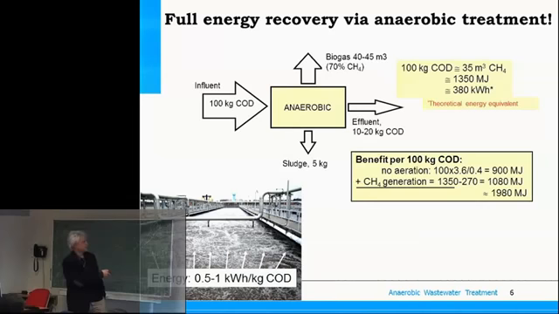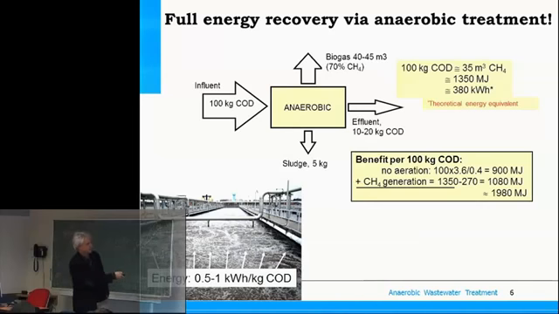Now, no aeration means for the 100 kilogram COD, we don't need this 100 kilowatt hours of aeration times 3.6, and this 3.6 is megajoule per kilowatt hour, divided by 0.4, which is the energy efficiency of an electricity plant, which is about 40%. So on prime energy we save here 900 megajoule.